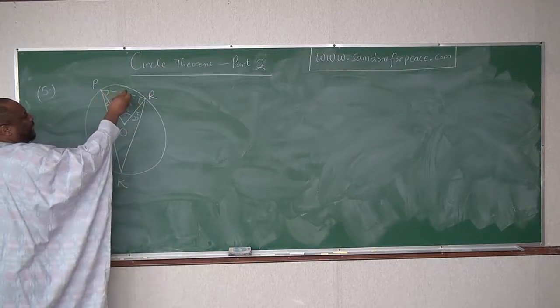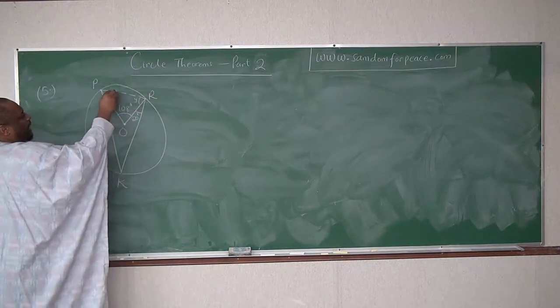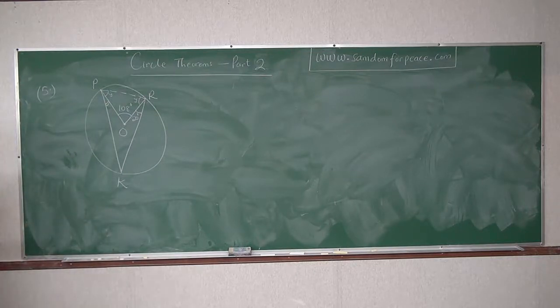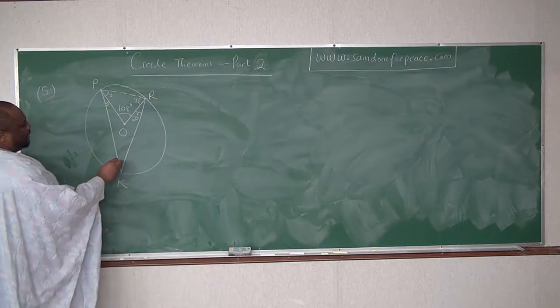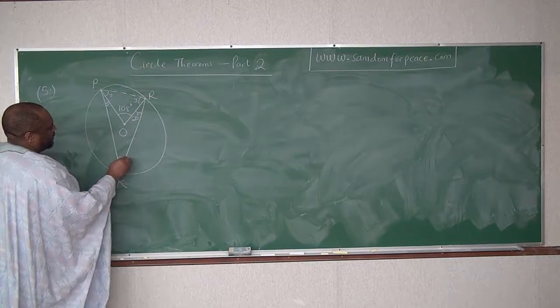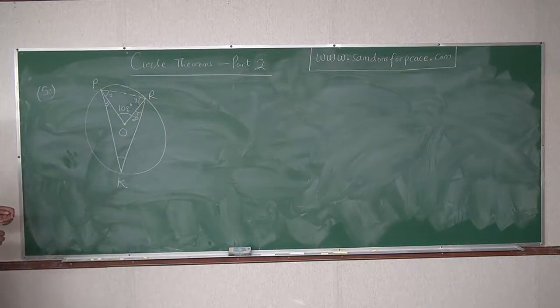Let's call it y. Okay? You see what I just did? Because it's base, we call it the base angles of an isosceles triangle. So let's go ahead, and then we can also get this angle. Let's get this angle first.